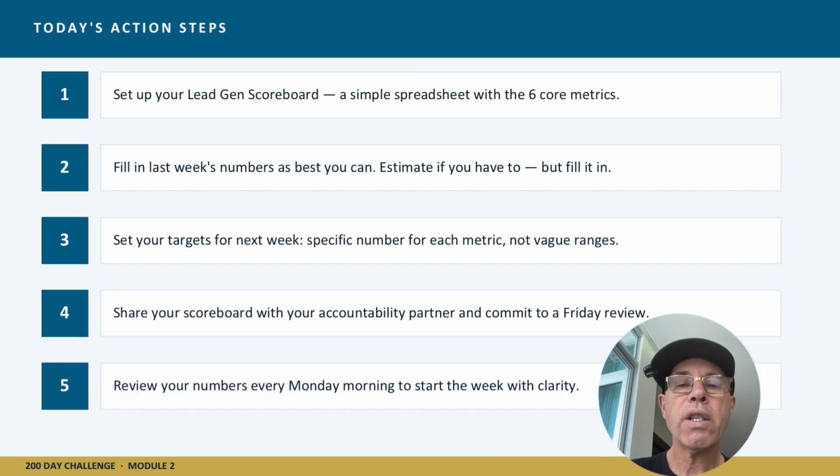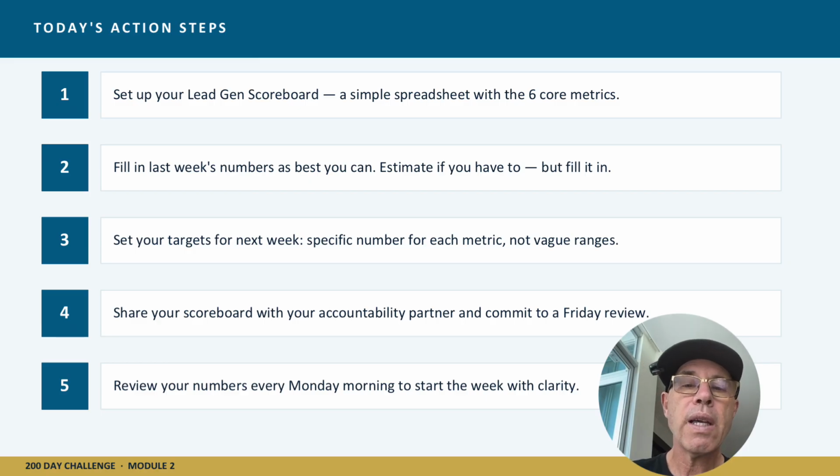So, 5 action steps for Lesson 20. 1, set up your lead gen scoreboard today. 6 columns, simple format, whatever tool works for you. 2, fill in last week's numbers as best as you can. Just estimate if you have to. Just fill it in. Don't worry too much about it.